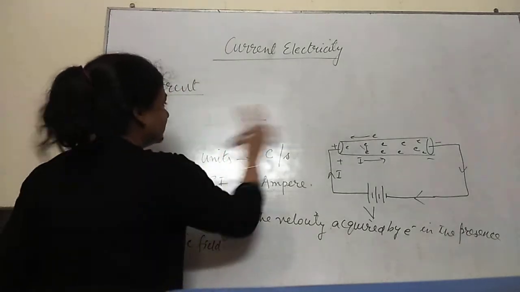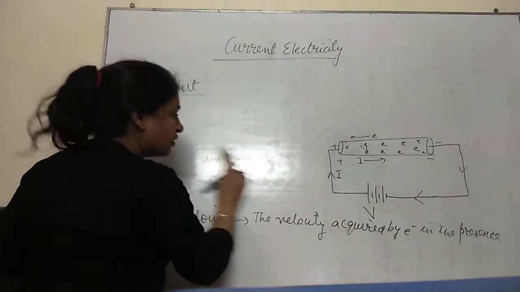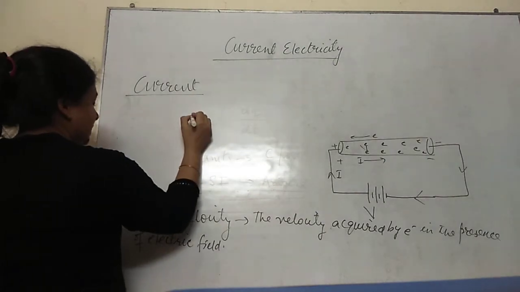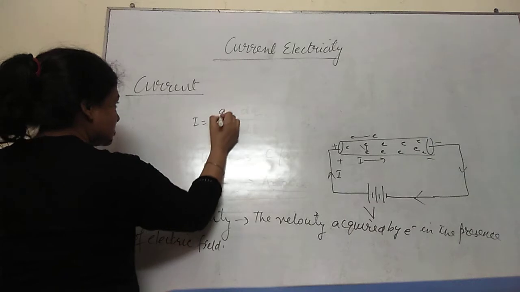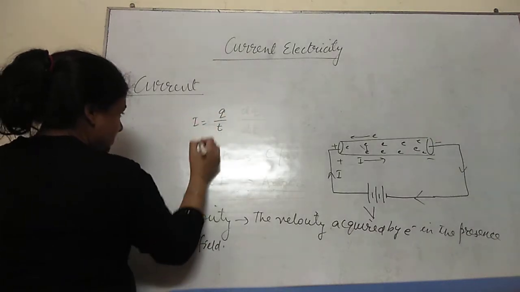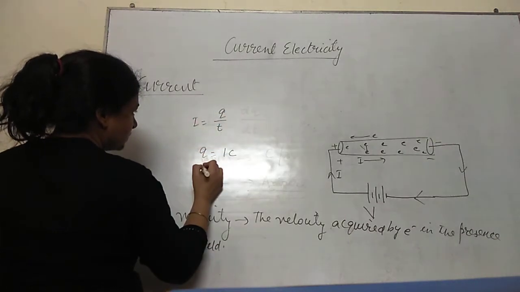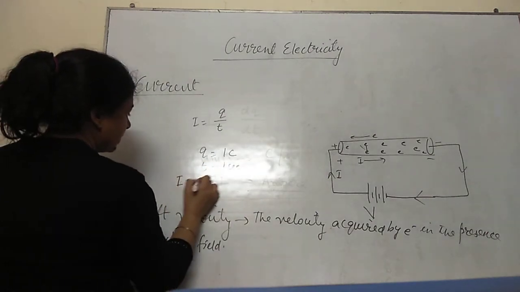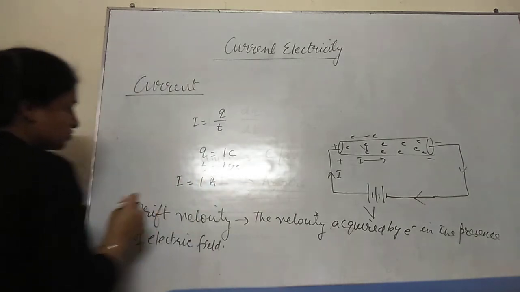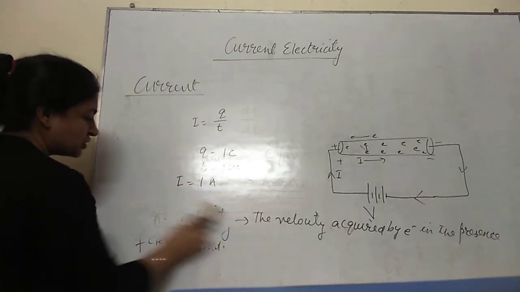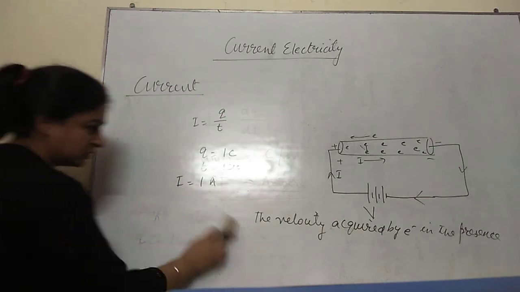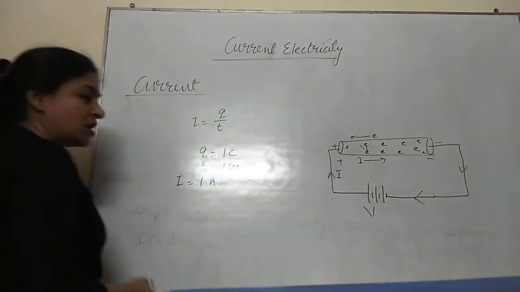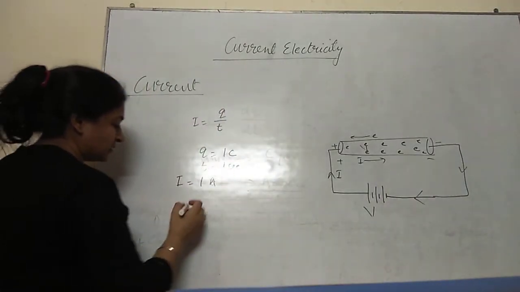So let us define ampere now. How can we define 1 ampere? As we know that current is charge per unit time. If charge is 1 coulomb and time is 1 second, the current would be 1 ampere. So how can we define 1 ampere then? This is the value of the current in a conductor when 1 coulomb of the charge is flowing for 1 second in the conductor.